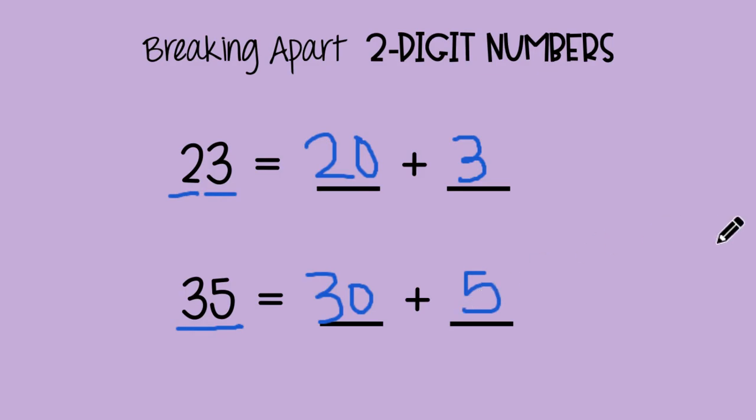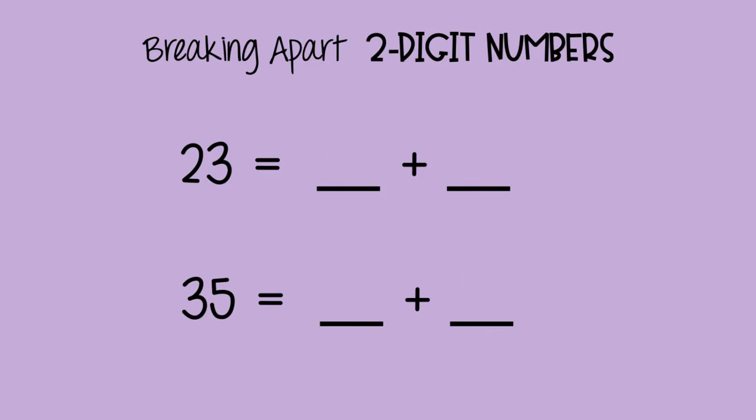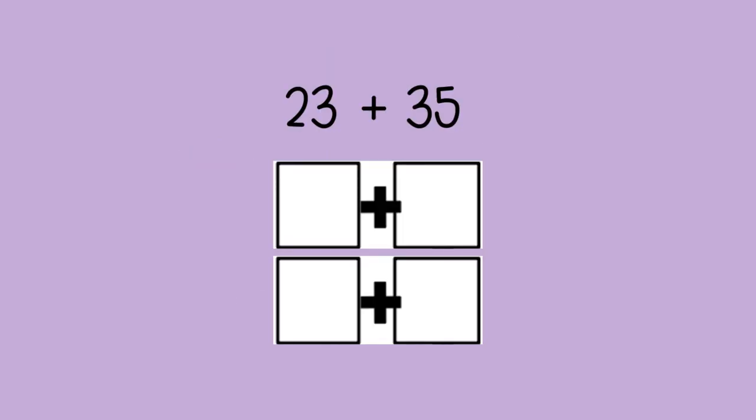Today we're going to take all of this information one step further by looking at a big addition sentence and breaking it apart. Let's look at the next slide. We have 23 plus 35. That's a really big number sentence. It's two digits plus two digits. When we first look at this really long addition sentence, it can look a little bit scary, but we already know how to break numbers apart. We're just going to do it twice this time.